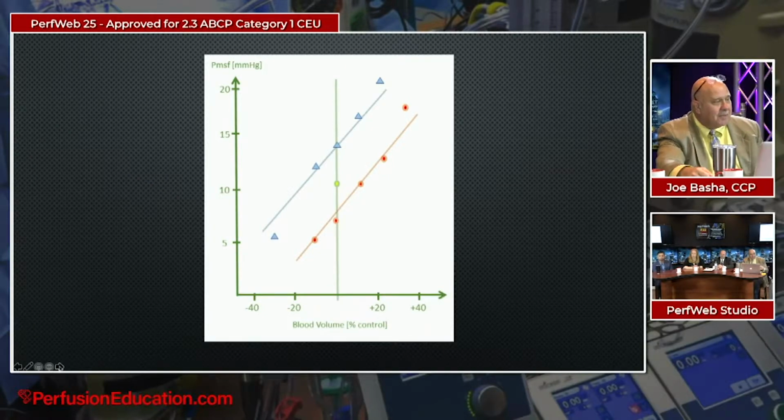And then the same would be the case for the opposite spectrum with the adrenergic blockers or vasodilators, which you see with the red dots. So below the control, but over a spectrum, they lower the blood pressure by lowering your mean systemic filling pressure.